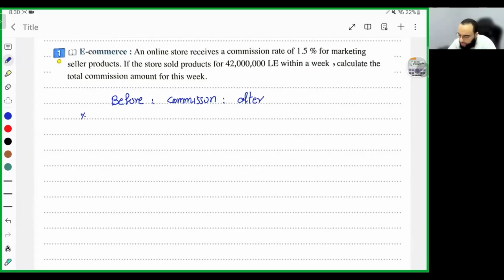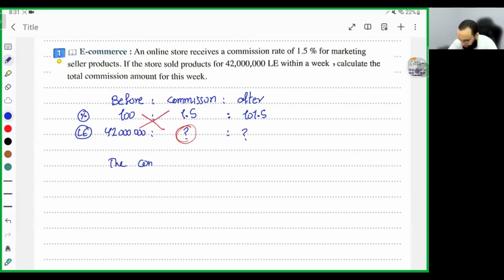Before the commission always is 100. And the commission itself is 1.5. So after the commission, it's 101.5. And this is LE. The price before the commission is 42 million. We need only the commission. We need this part. So it's what times what over what? 42 million times 1.5 over 100.